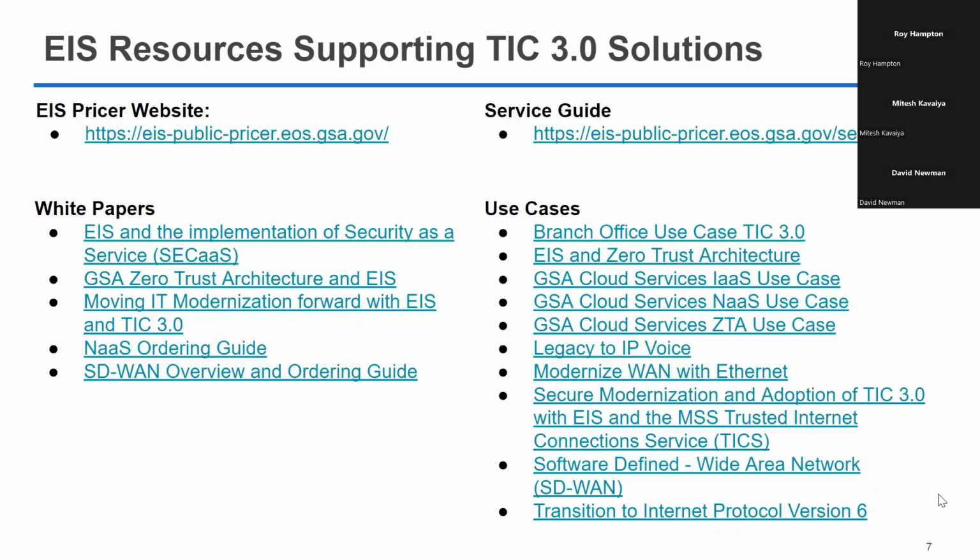So here are just some quick resources supporting TIC 3.0 solutions that EIS can provide. We have the EIS Pricer website, which contains the service guide and lists all of the available EIS services that you can order and provides in detail the technical information you would need to know about an EIS service. The GSA Solutions Development Branch develops white papers and quick-to-read use case documents on a multitude of ways agencies can use EIS to modernize their IT infrastructure and to be TIC 3.0 compliant.